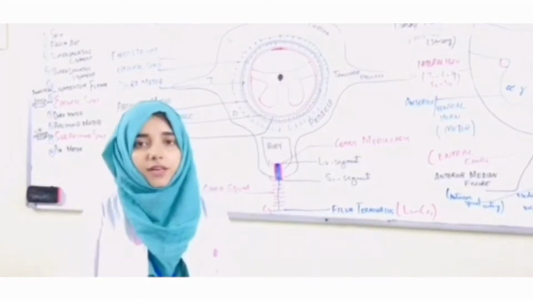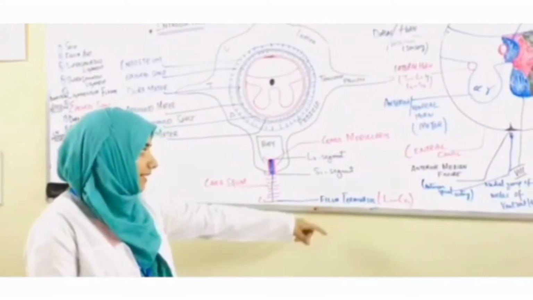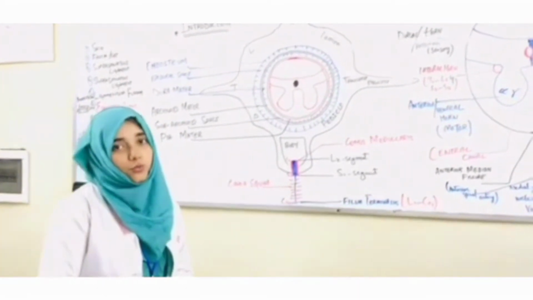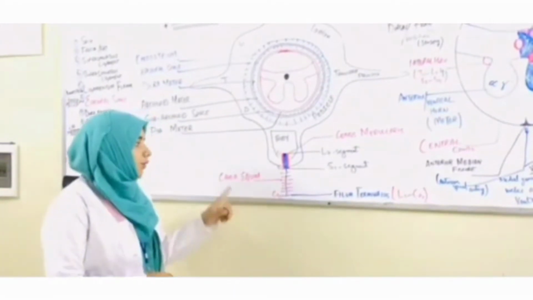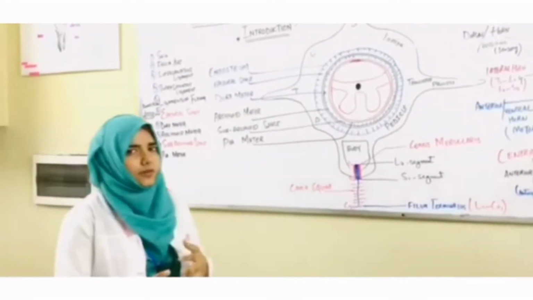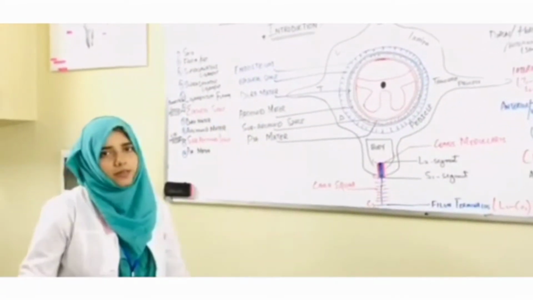There is a covering of 5 meter from L2 to coccygeal 1, that is called filum terminalis. And the fibers coming out from the filum terminalis from L2 to coccygeal 1 are called cauda equina. When we talk about the layers of spinal cord, it is covered with 3 meninges, basically the dura mater, arachnoid mater, and the pia mater.